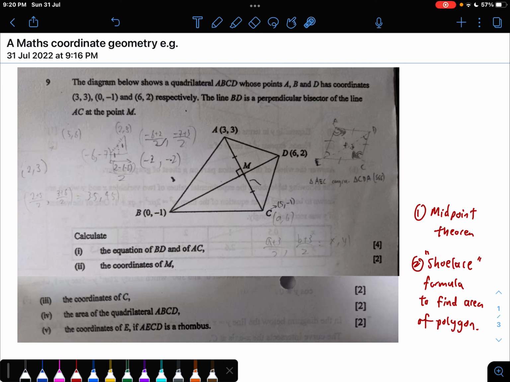So this one requires you to find the equation of those two lines. First one, BD, should be easy to find because you have 2 points. You can find the gradient. You can also have a y-intercept here. 0, -1 is the y-intercept. So you can directly find the equation of BD. How about the equation of AC? You just need to find the gradient of the line AC first, negative reciprocal. Then after that, you sub in one of the points. Or you could just use the point slope formula.